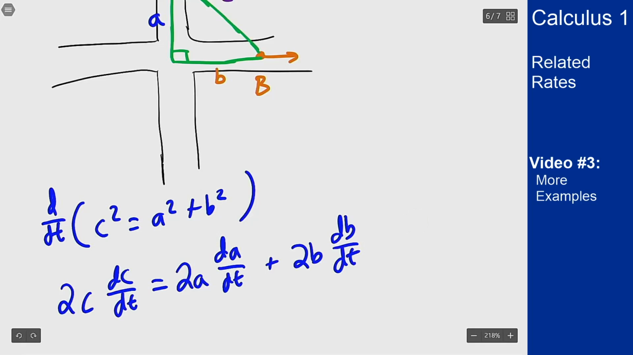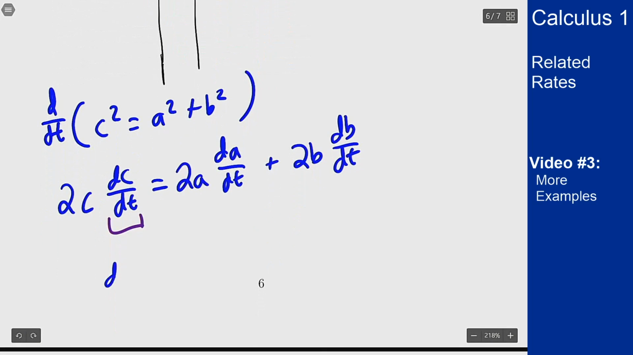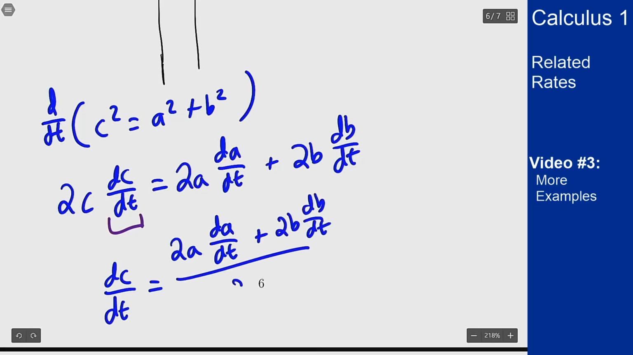Now my goal here is to solve for dc/dt, because that's the distance between the cars. So I have the following expression. dc/dt equals 2a dA/dt plus 2b dB/dt over 2c. I can also then cancel all the 2's. Great. Now I can plug in numbers.